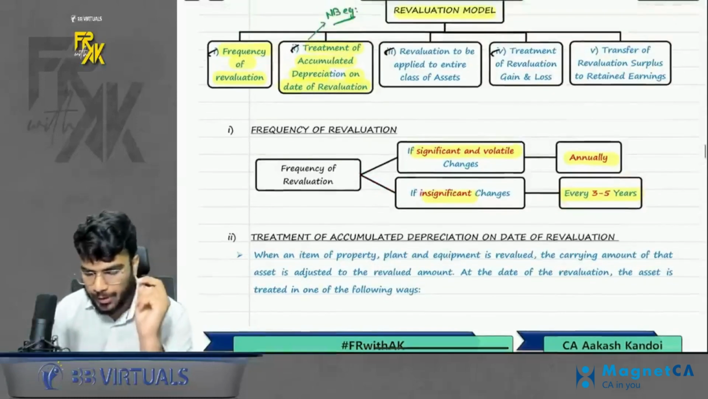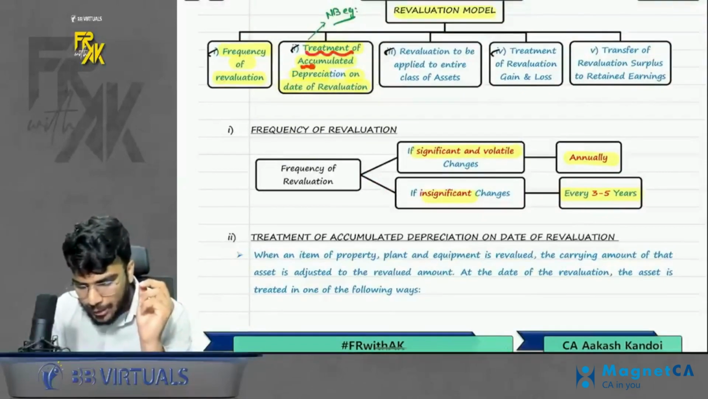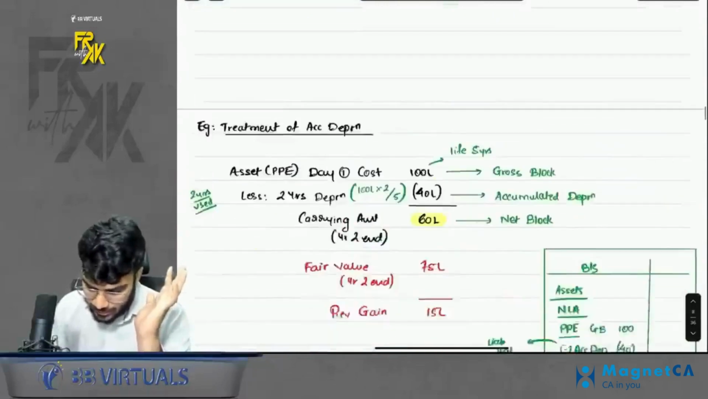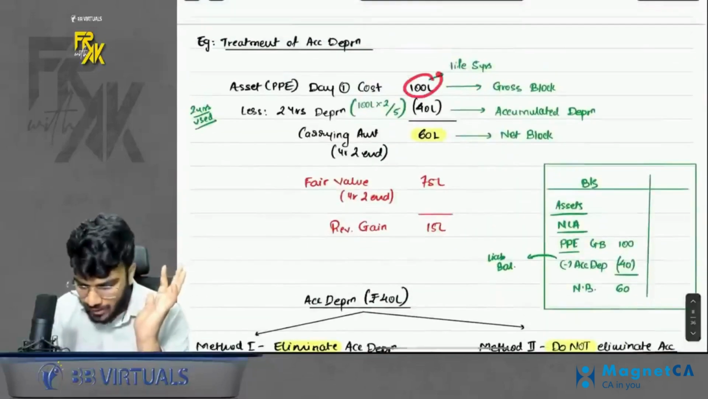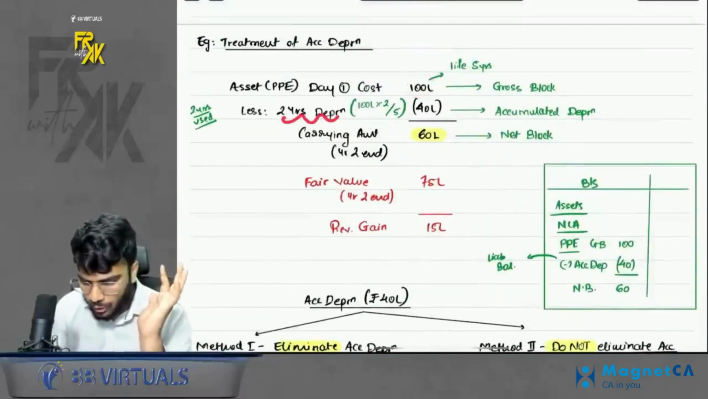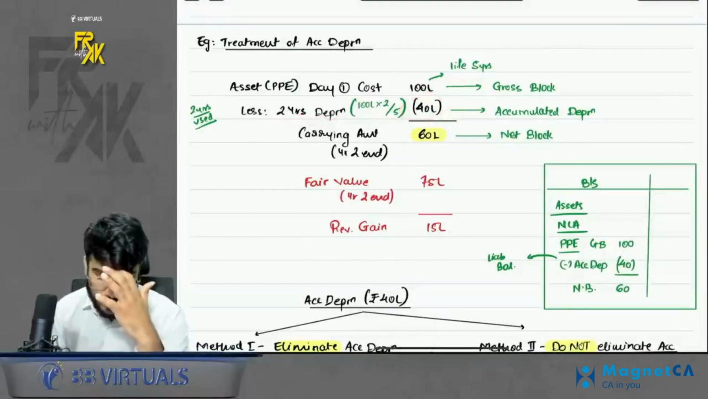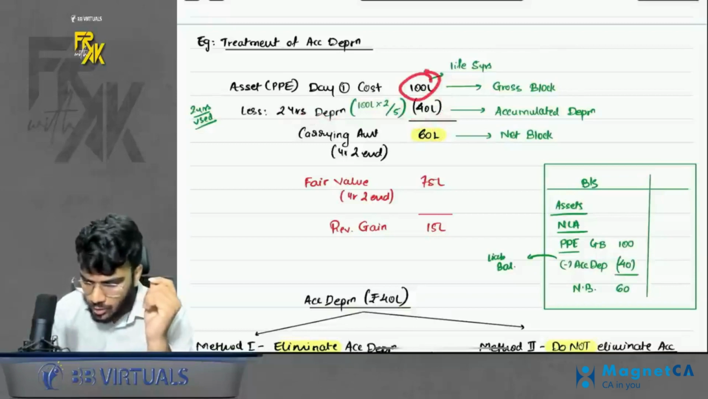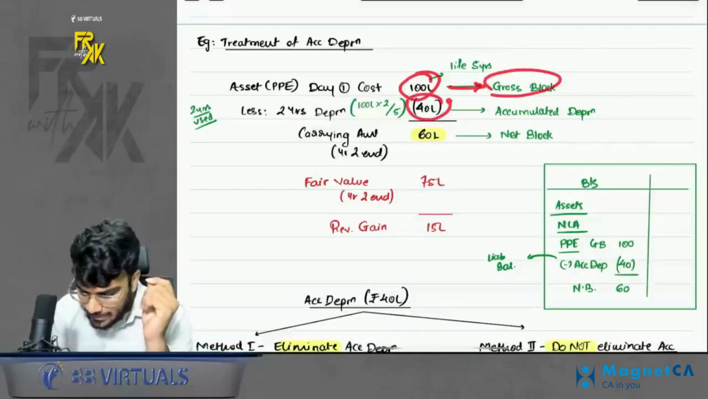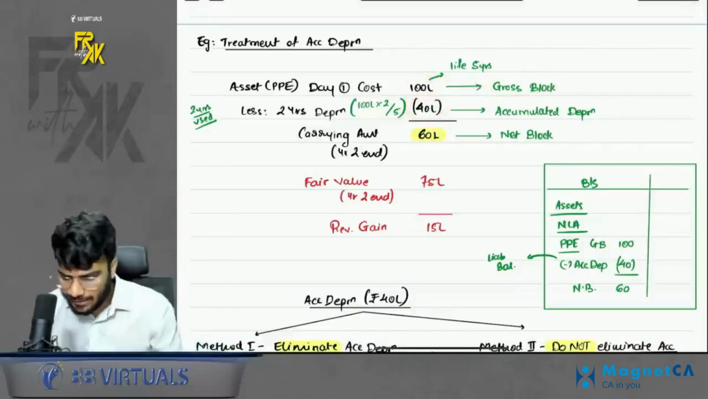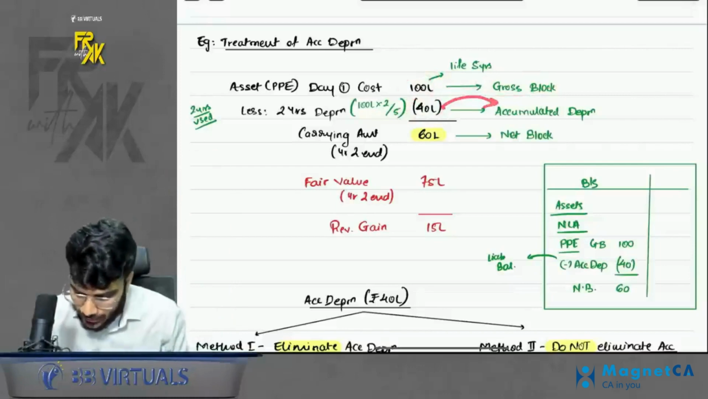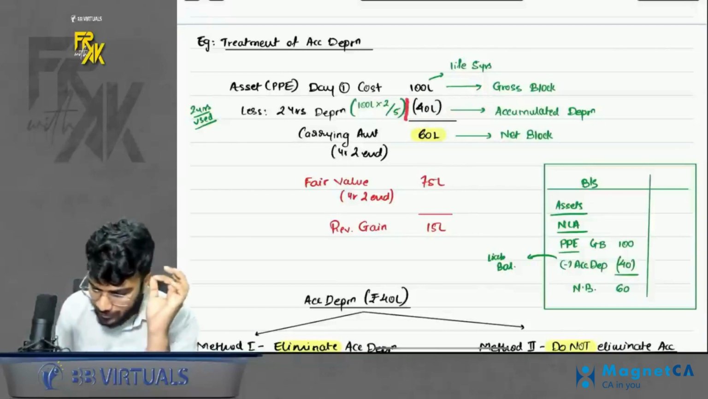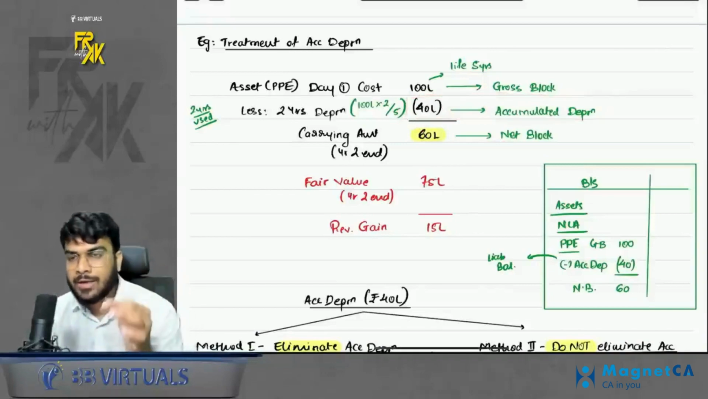Okay. Next point. What will be the treatment of accumulated depreciation on date of revaluation? What is the meaning of this? Let's say you are revaluing the asset. Let's take this example. I have a cost of 100 lakhs. Then we depreciate for 2 years, right? We are using the asset for 2 years, so we depreciate for 2 years. Then we get the carrying amount. This cost is known as gross block. This depreciation from day 1 till date is known as accumulated depreciation, and this carrying amount is known as net block. So when you are revaluing the asset, what will be the treatment of this accumulated depreciation?